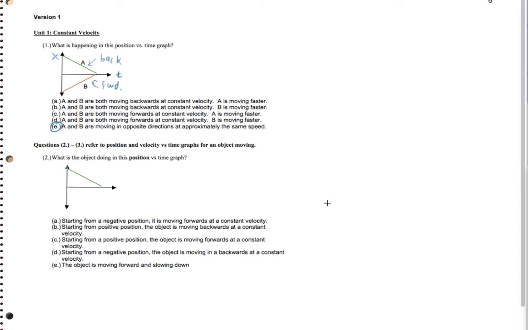Now here, in a position versus time graph, we are clearly moving backwards since the slope is negative. And the other thing is, since this is a linear plot, that means that we are moving at constant velocity. And we're starting at a forwards position away from the origin. So we start from a positive position and we're moving backwards at constant velocity. That's choice B.